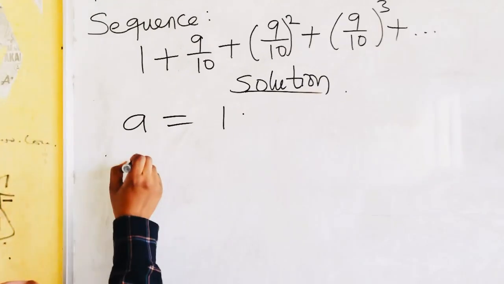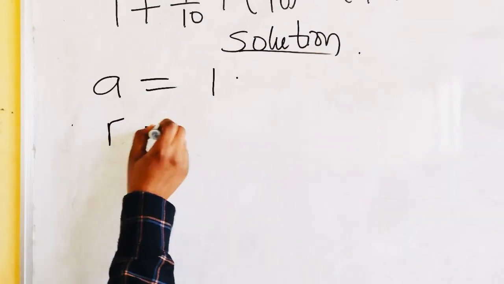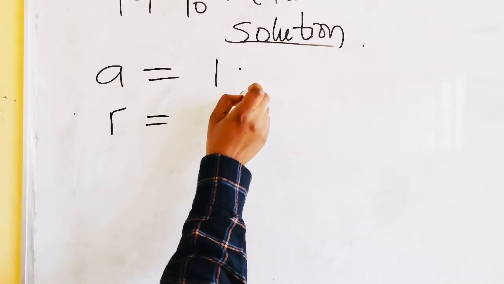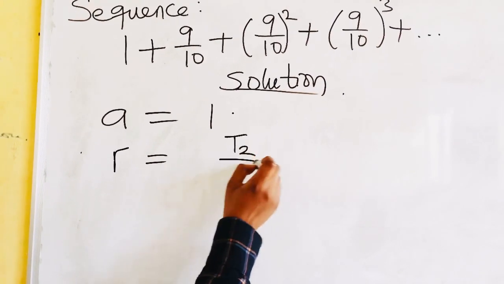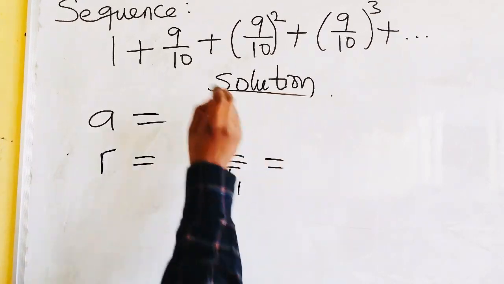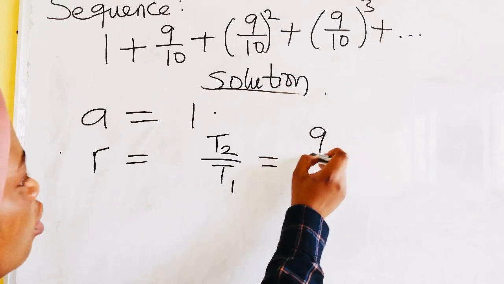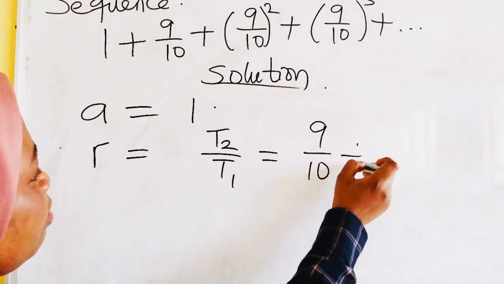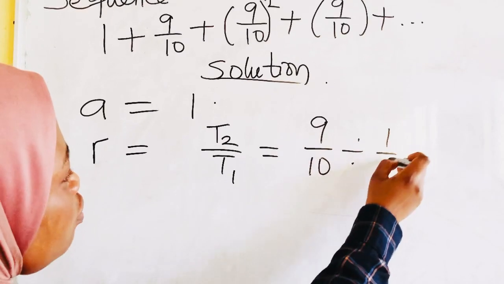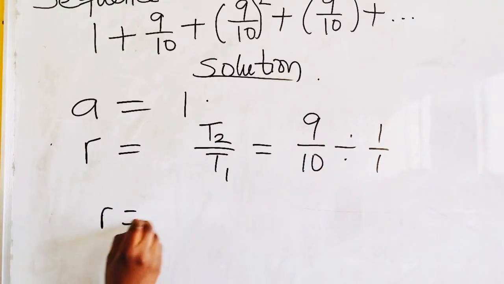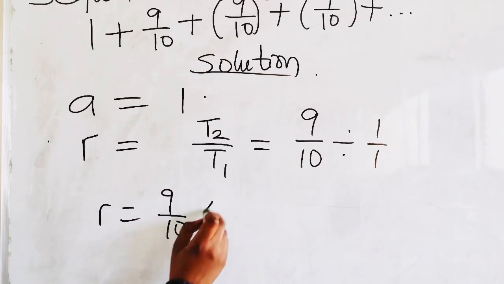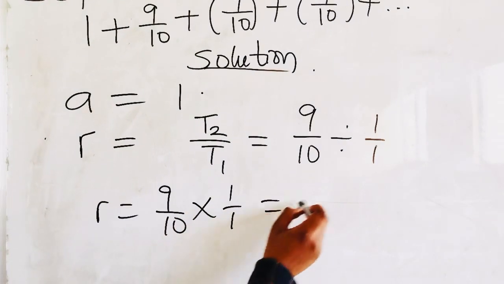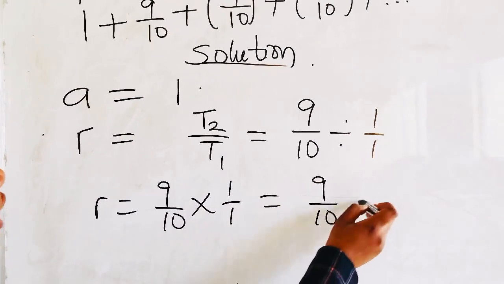Now, to find the common ratio, r is equal to the second term divided by the first term. The second term is 9 over 10, divided by the first term, which is 1 over 1. So r is equal to 9 over 10 multiplied by 1 over 1. So r is equal to 9 over 10.